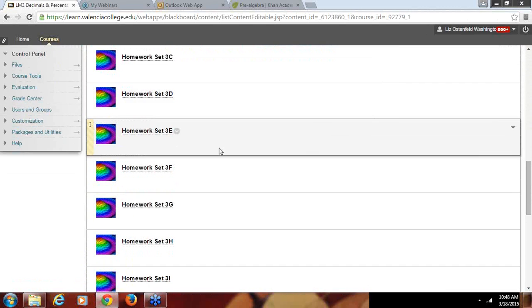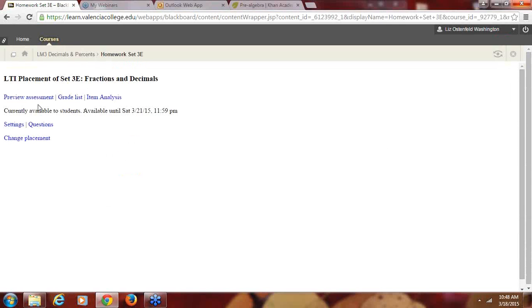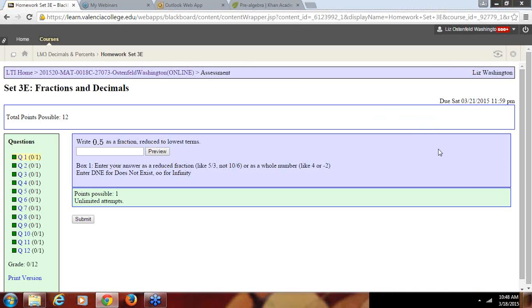That was D, right? Let me go to E. Fractions and decimals. Okay. So in this one, we have write 0.5 as a fraction reduced, okay? And that's the thing. Whenever you have a fraction, you always have to simplify it.